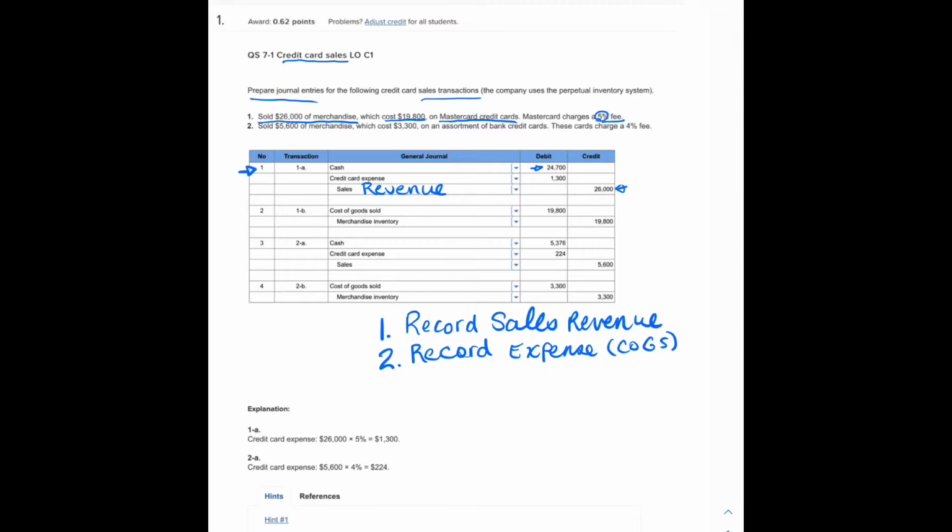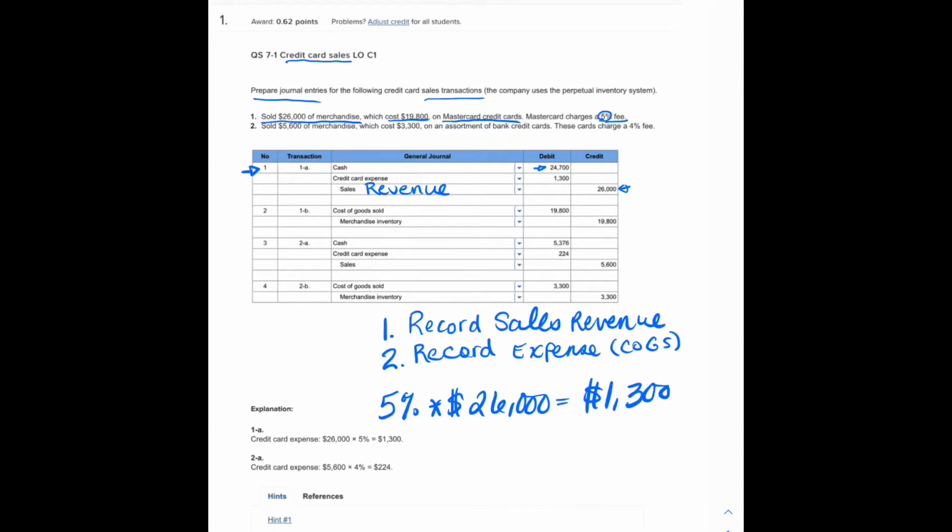And the answer to that question is that to get this $1,300, what I'm going to do is take the amount that the credit card company is charging me, which in this case is 5%. I'm going to multiply that by the total that I just sold of $26,000. And when I do that, I'll calculate my $1,300 in sales that is going to have to be reported instead of as a cash receipt for us as a credit card expense. Because this is going to be related to this 5% fee that MasterCard is going to charge us.